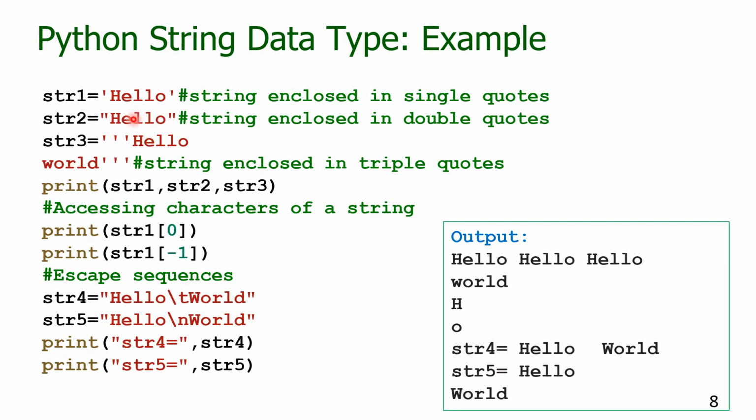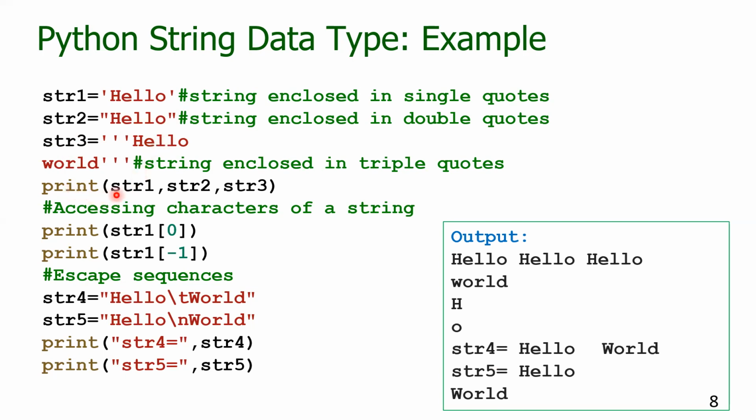Let us go through this example where str1 is assigned with a string hello by using single quotes. Here the string value is enclosed in single quotes. Similarly, str2 is another variable where we are assigning the same value hello by enclosing it in double quotes. Similarly, str3 is also hello. This we are assigning by using the triple quotes. Remember, the triple quotes are used when the string spans more than one line of text or one line of string.